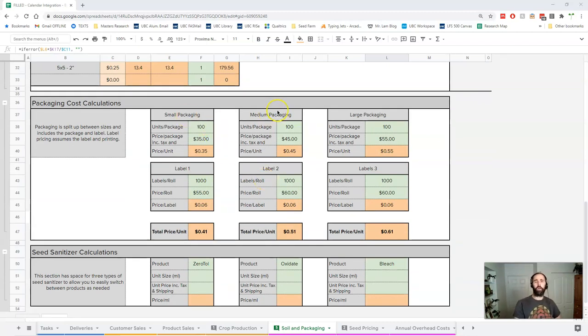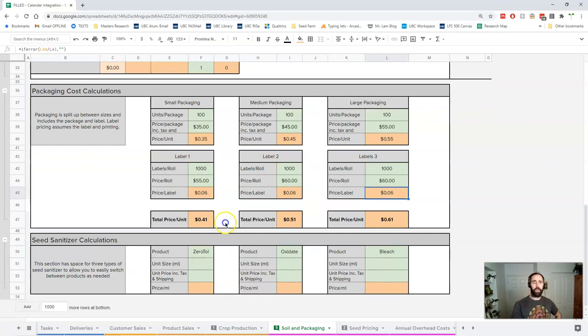Okay, so packaging in a way is quite simple. If you've got small, medium, and large packaging, you're buying that in some sort of bulk. So when you put in the number of units you get and the price you pay, that gives you a price per unit for your small, medium, and large packing. You generally are probably going to need a label, so this accounts for the label as well. So that's just built in there. And so you get a total price here, and these just end up being 40, 50, and 60 cents each.